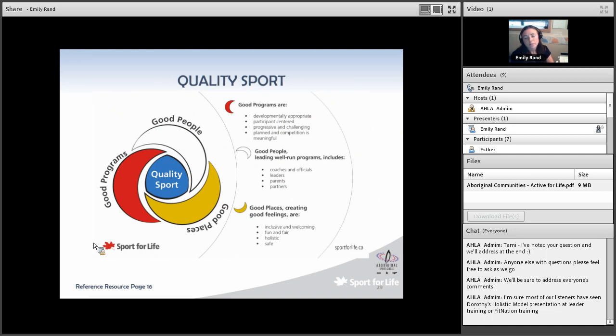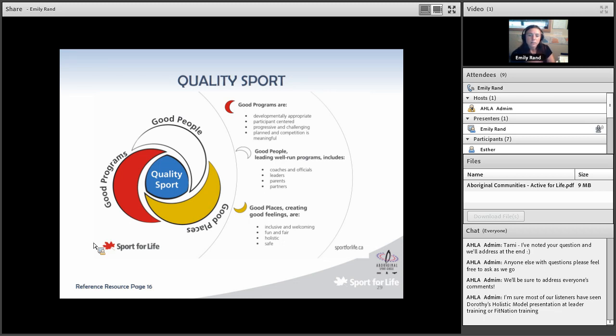The other thing that we cover in this resource and the workshop is quality sport, and really it should say quality sport and physical activity, because these concepts really apply to both. So when we talk about getting participants into sport or an activity program, it's not about getting them into any program, it's about a quality program. That's something that we really promote at Sport for Life.